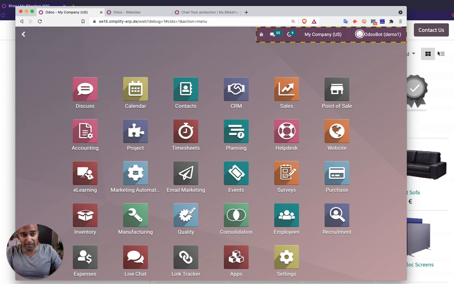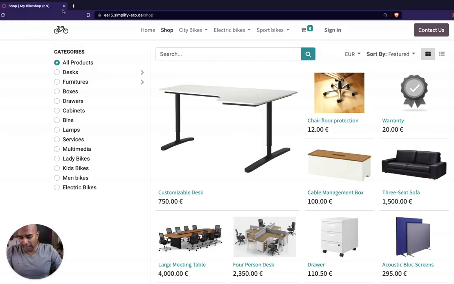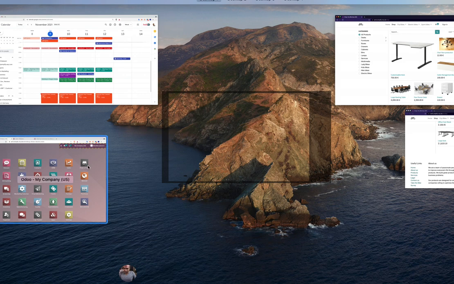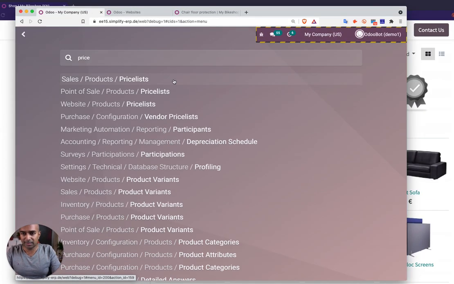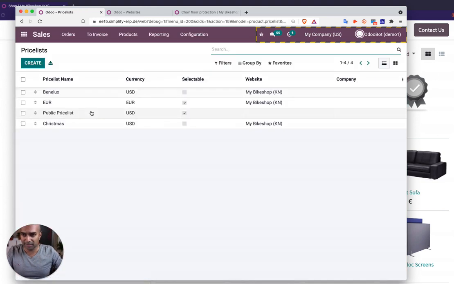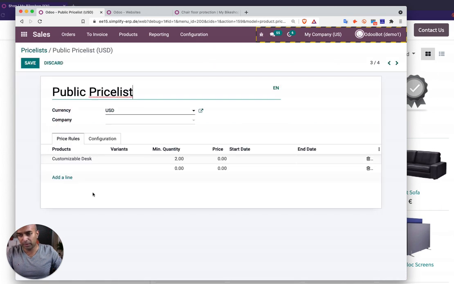This is the backend. It's not in the incognito window where the shop is loading. So we're going to search for price lists and pick up the price list. And these are all the price lists that are available. The public one is in the USD, and let's call it the B2C consumer. That's the public price list.